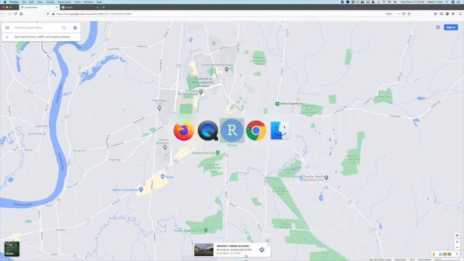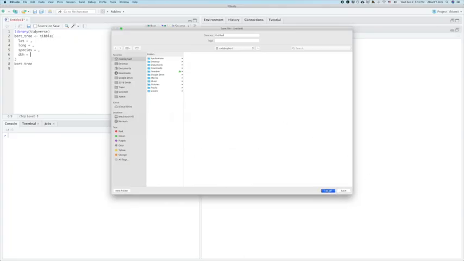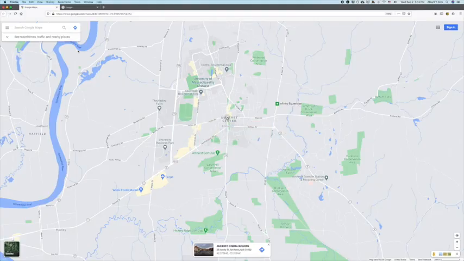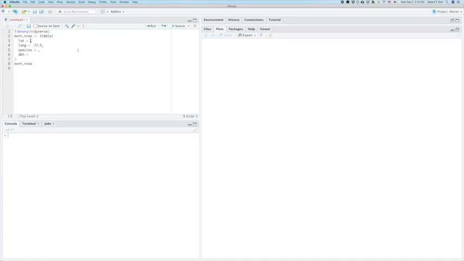Let's go to R here. All right, the 4 variables we're going to consider are latitude, longitude, species, and DBH. So first things first, longitude, negative 72.5, and the latitude was 42.4, with the rounding. Great.